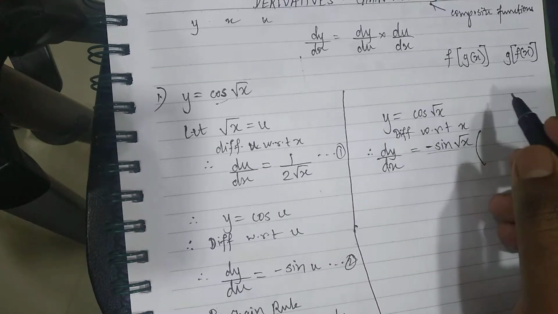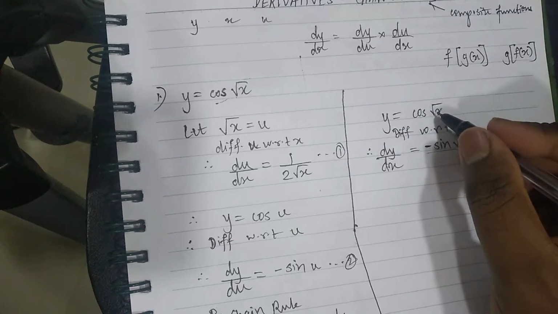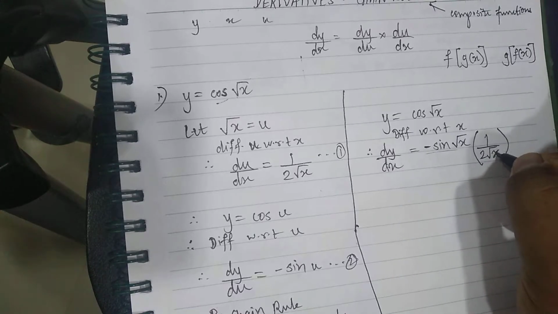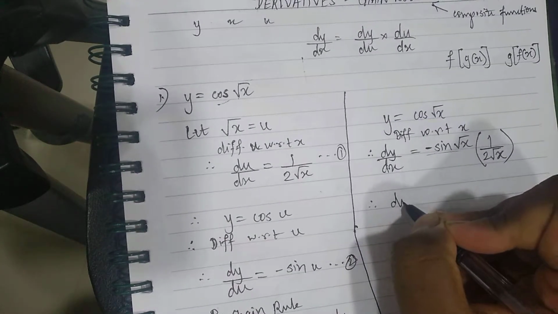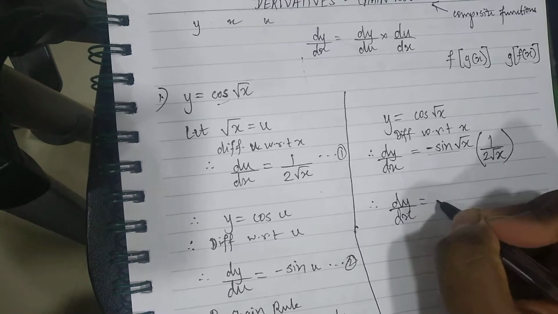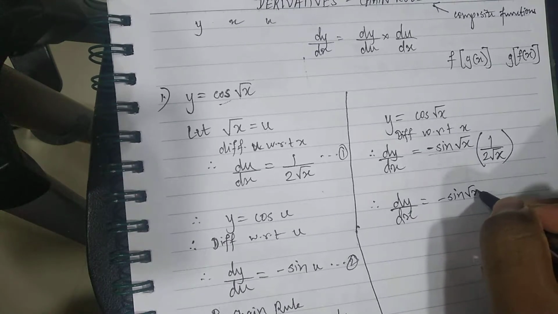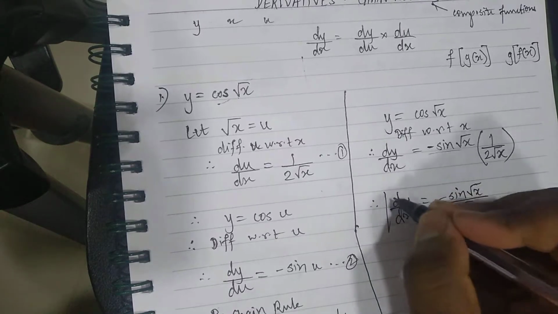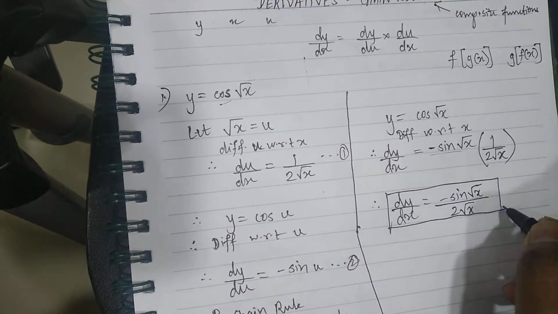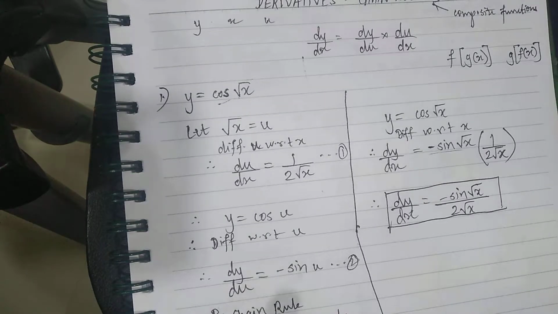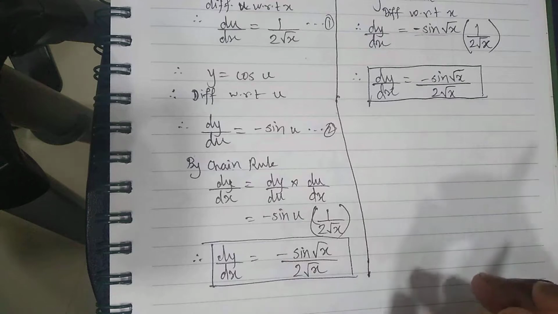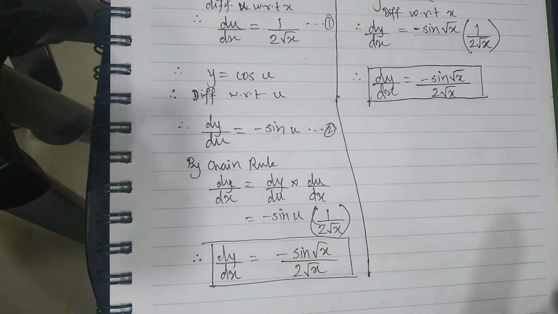The inner function is root x, so the derivative of that inner function, root x, will be 1 upon 2 root x. So you can just directly write this as dy by dx equal to minus sine root x upon 2 root x. So it's just a two-step answer. This is a very simple question which I've taken, but I hope you understood. Now, as you can see, the answers are the same. So no matter which method you use, you'll still get the same answer out of it.